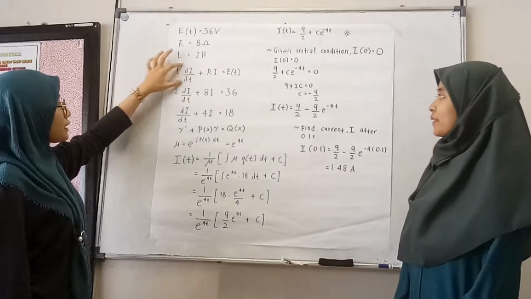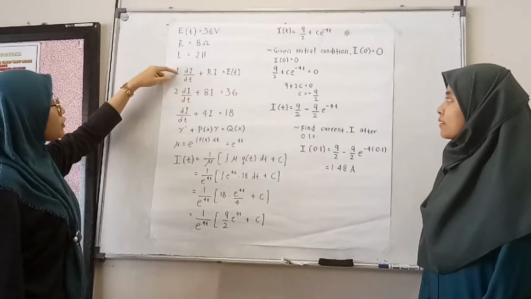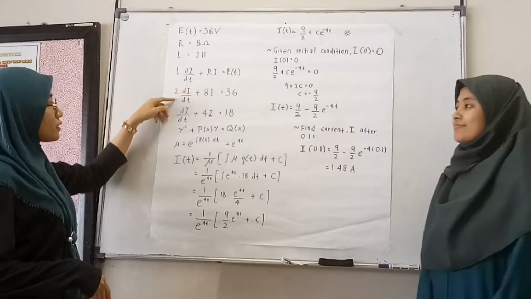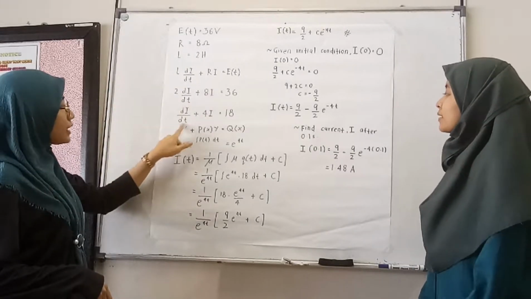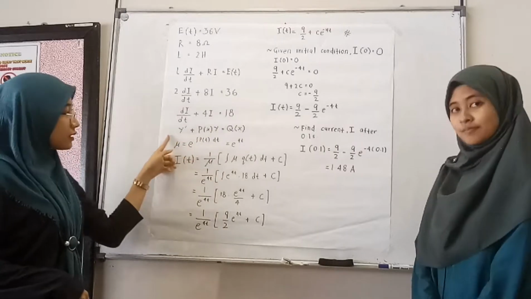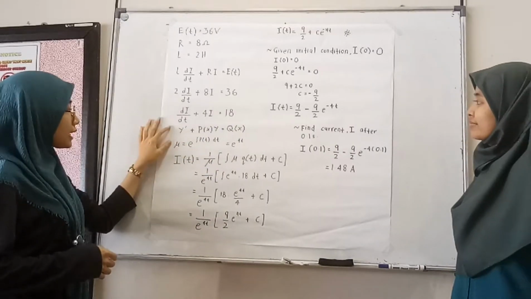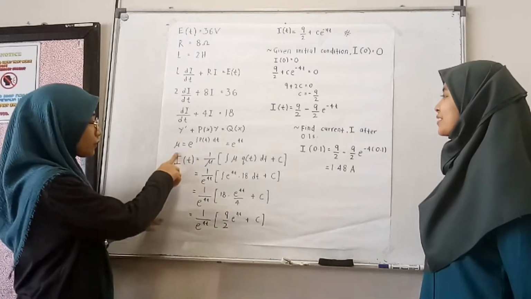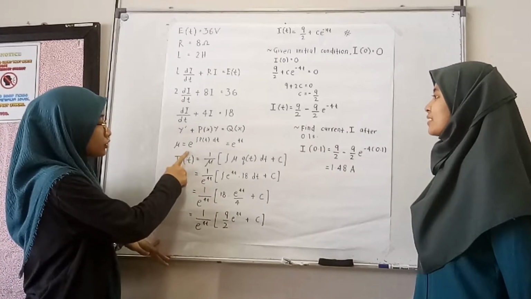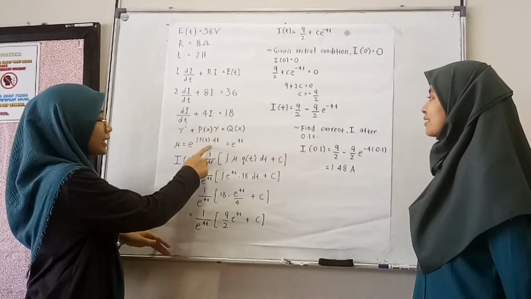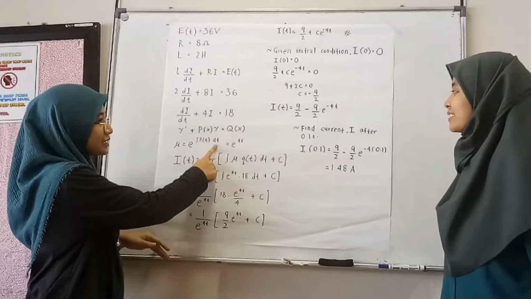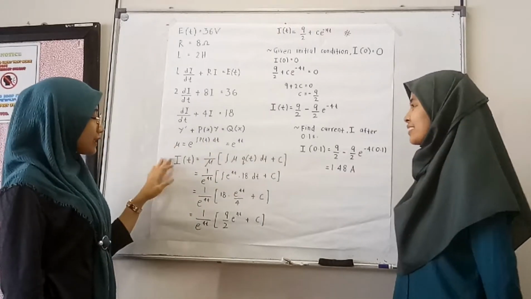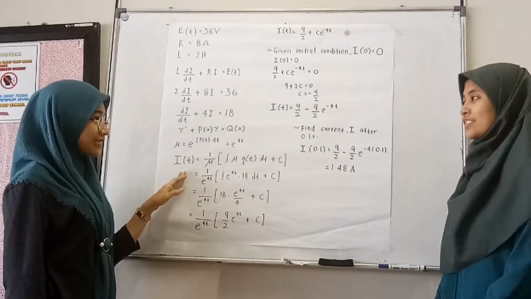After we rewrite the equation, we substitute the information that we get from the question into the equation. So from here we get it in the form of a linear equation, and we solve it by using the linear equation method. Here we get mu equal to e to the power of the integral of p(t) dt, which is e to the 4t. Now we find the integrating factor.